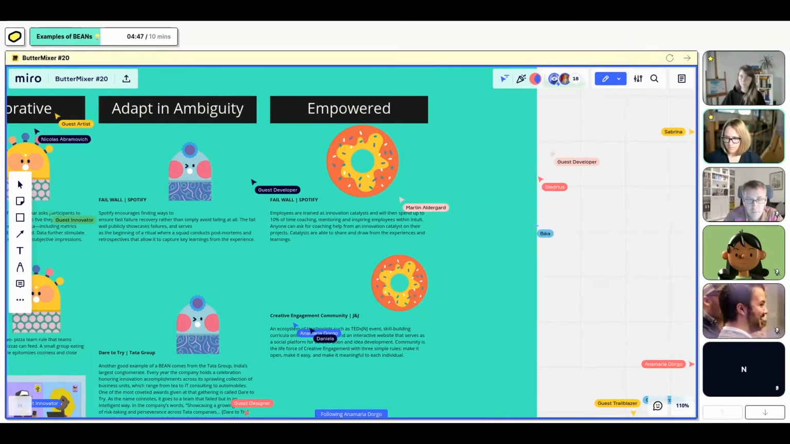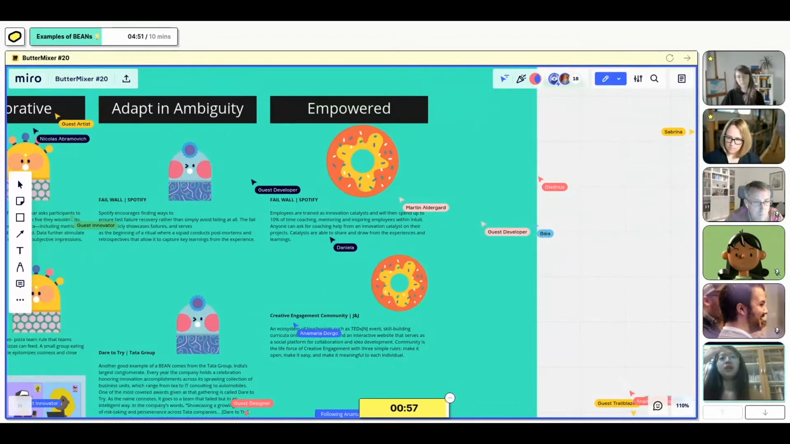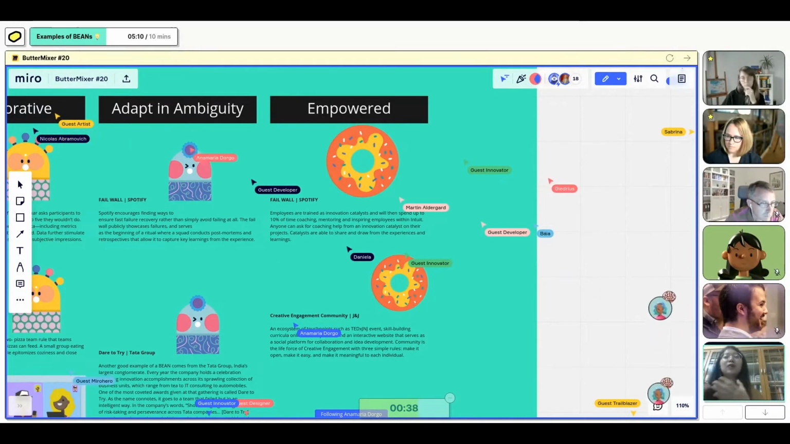Yeah, okay. So in the empowered section, there are 2 companies. One is Spotify and the other one is J&J. In Spotify, they said that employees would be trained as catalysts, and then people would spend 10% of their time coaching and mentoring, helping the other employees. So everyone has a chance to ask their colleagues to help them with coaching, to learn from more experiences and more from others.